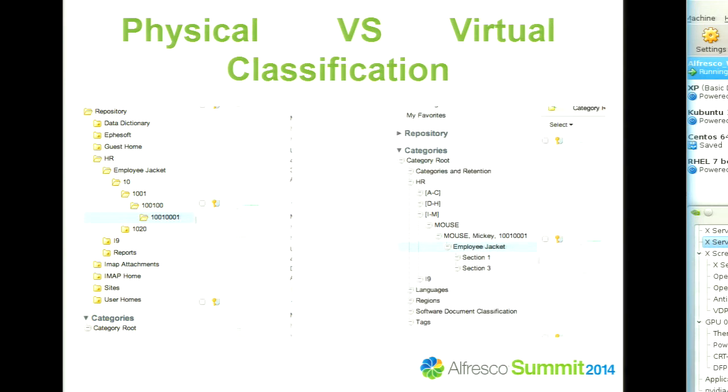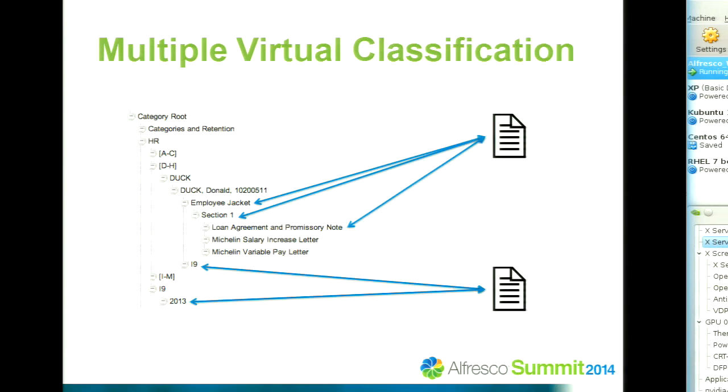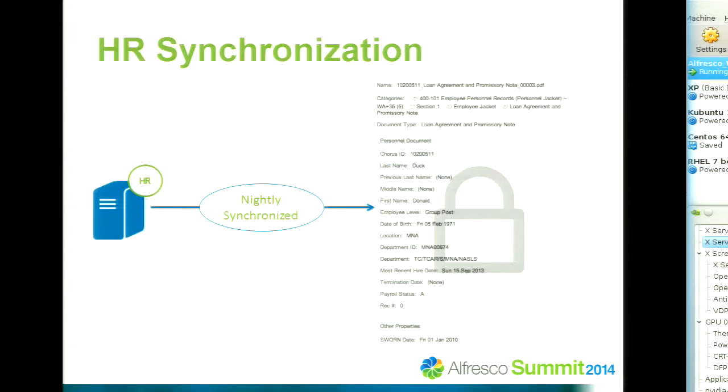And we use as well multiple virtual classifications, so we can get all documents for a specific employee, or all documents for a specific section, or all documents for a specific document type. And as well, we are able to generate virtual classification based on custom metadata, like the last start date of an employee.